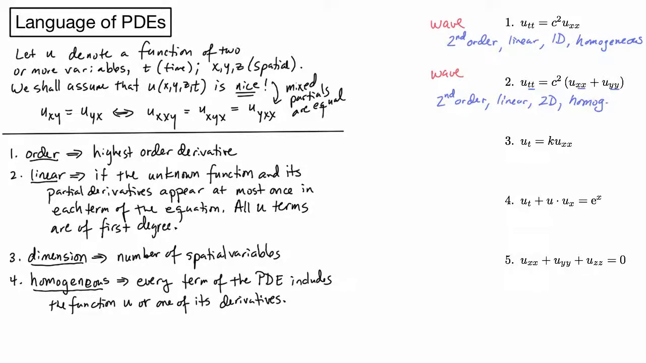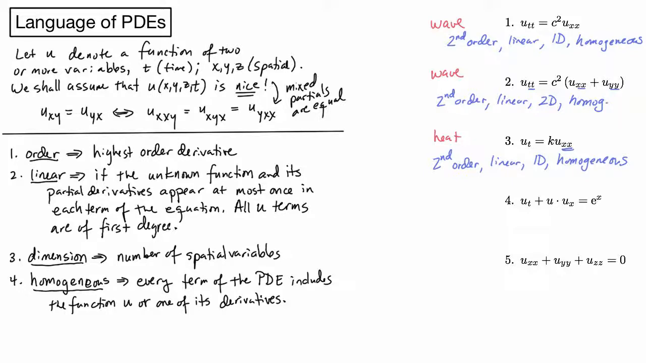Okay, next up is a slightly different equation. This is the heat equation. And it is also second order. You have to be very careful here. It's second order because the highest derivative is a second derivative in the problem. So it's a second order linear, one-dimensional homogeneous PDE, just like the wave equation is. And we're going to study heavily both the heat equation and wave equations throughout the semester.